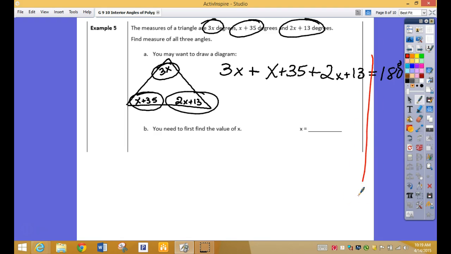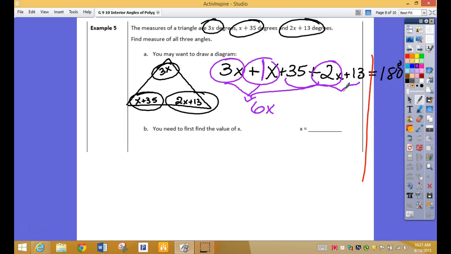Draw your line. Now, continue solving that equation by combining your like terms, getting all your variables on one side, and all your numbers on the other. And hold up your answer. What do you get for x? If you're having some trouble, make sure you combine your like terms. Don't forget this is a 1x. Combine the 2x. If I combine these, how many x's do I have? 6x. And then I combine my 35 and my 13, and I get a plus 48. That equals my 180 still.